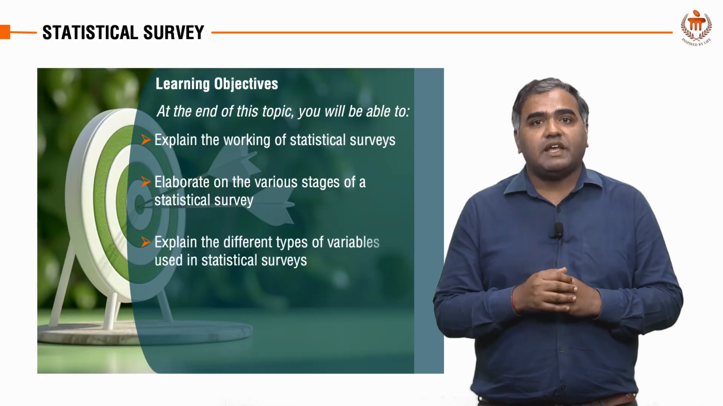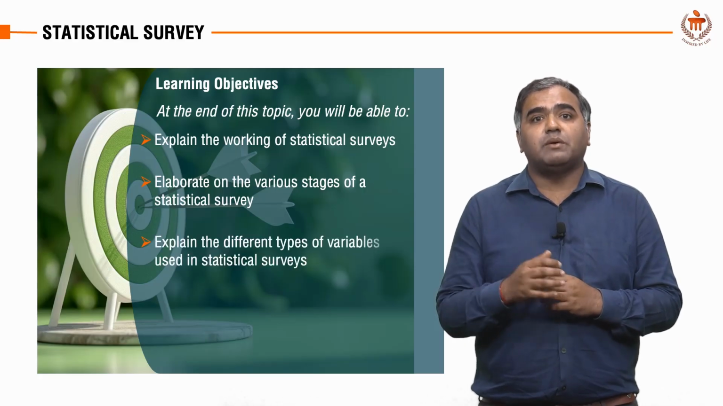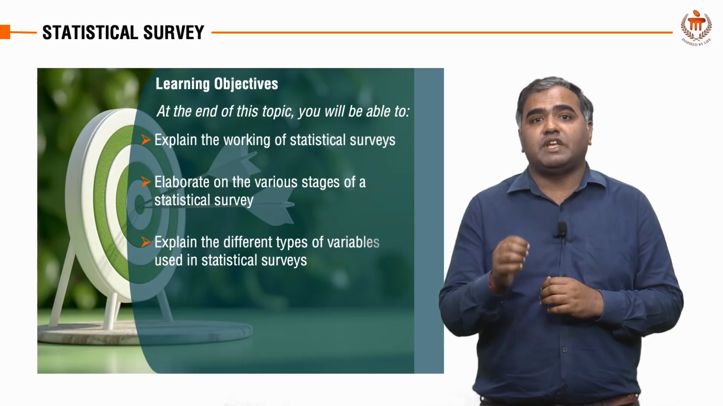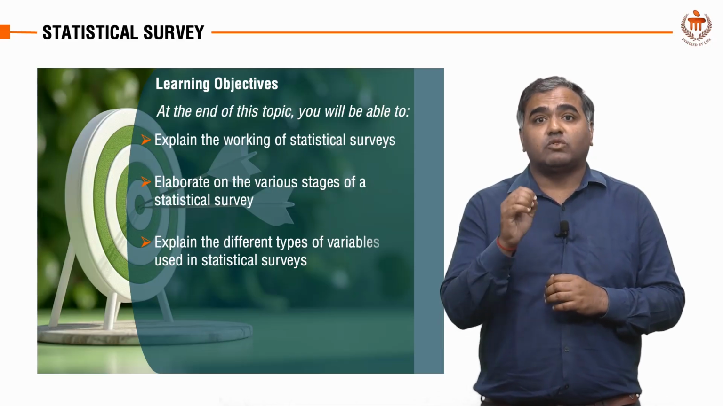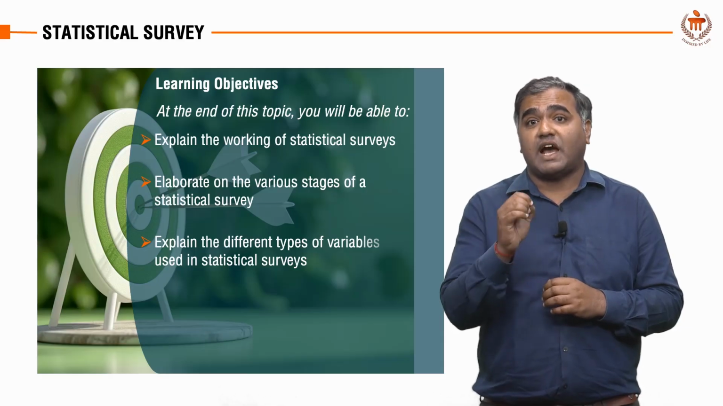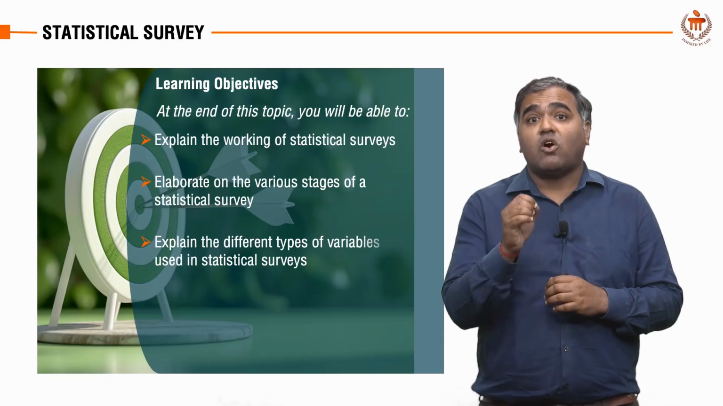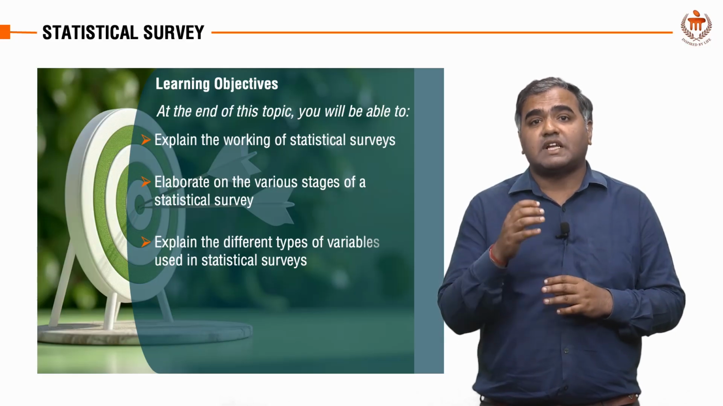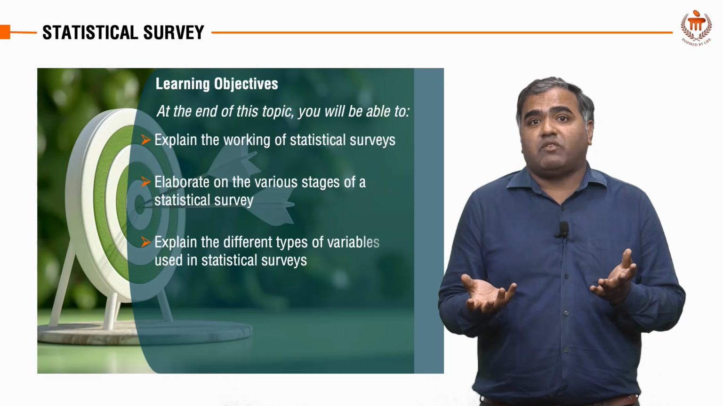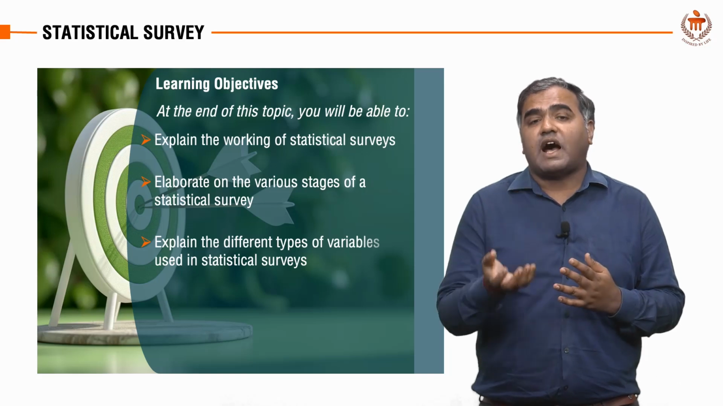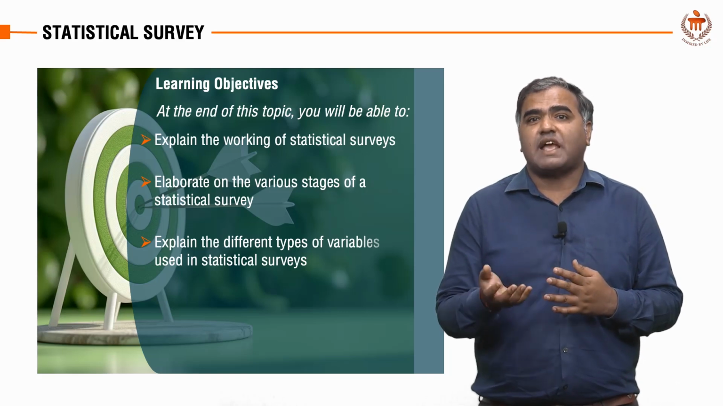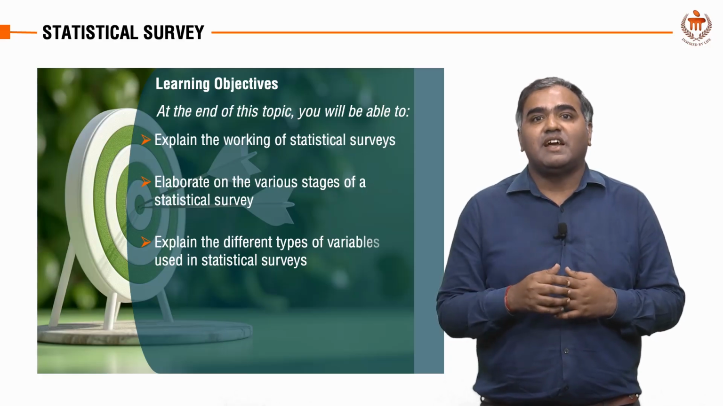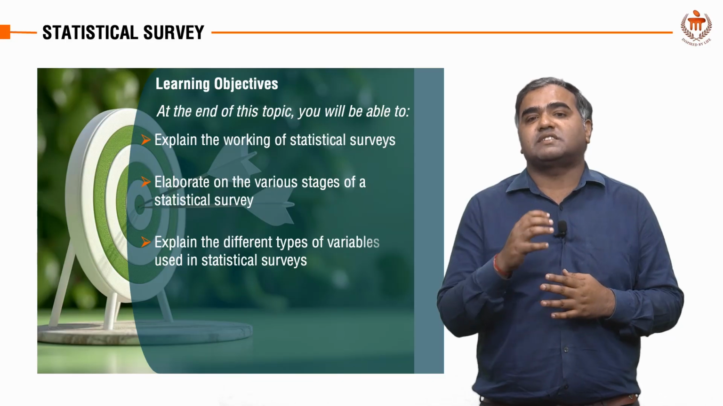Then explain the different types of variables used in statistical survey. Understanding different types of variables is very crucial, guys. Quantitative variables can be either discrete, like whole numbers, or continuous, like any value within a range. Qualitative variables are either nominal, where there is no inherent order, like eye color, or ordinal, based on some ranking like satisfaction level. These stages and concepts ensure a structured and efficient approach to conducting a statistical survey.